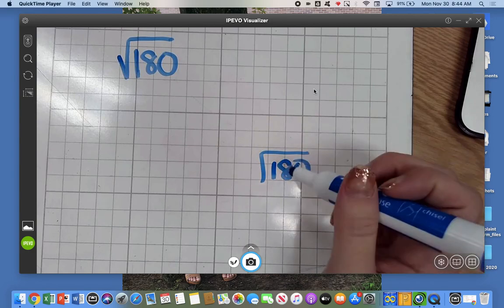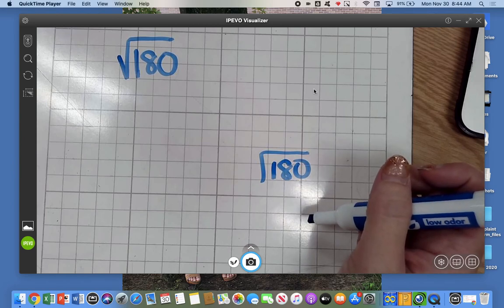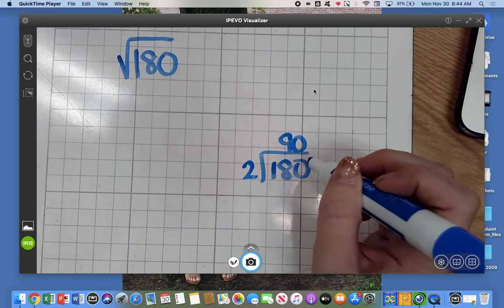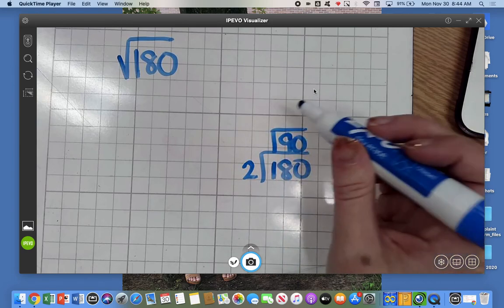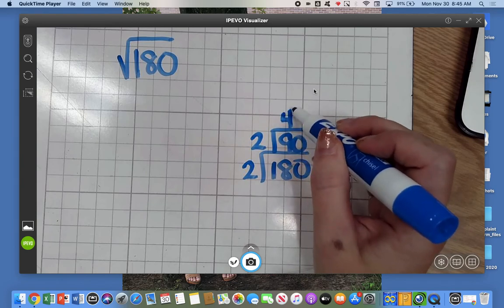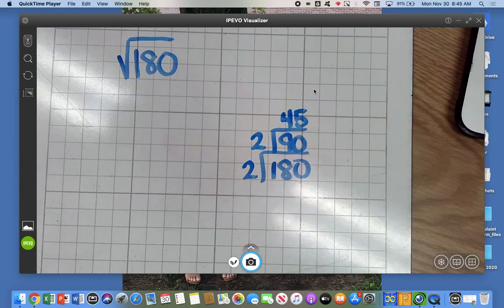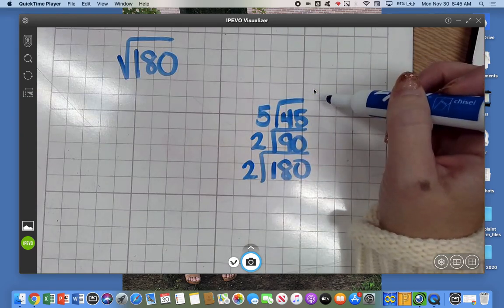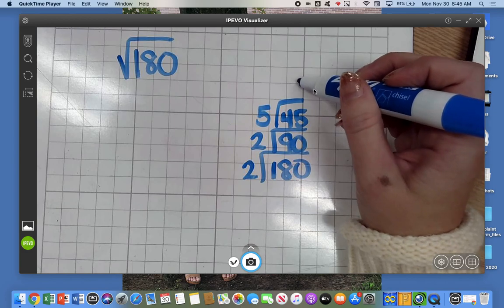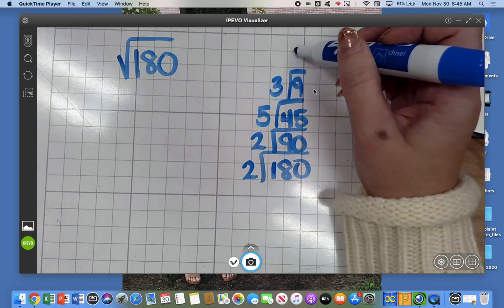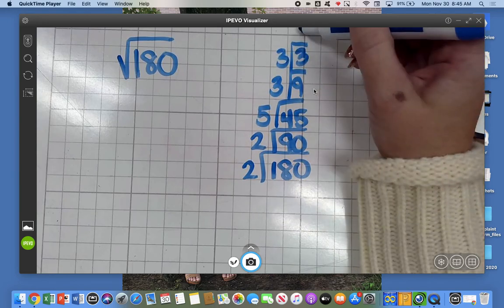All right, so guys, it ends in a 0, so what would be a good place to start? 2. Divide by 2 and I get 90. I'm still ending in a 0, so what should I divide by? 2. And what is half of 90? 45. All right, what do you guys think we should divide by next? 5. Okay, that works. 45 divided by 5 is 9. And then we've been dividing by 9. 3. And again, divide by 3 and we get 1.